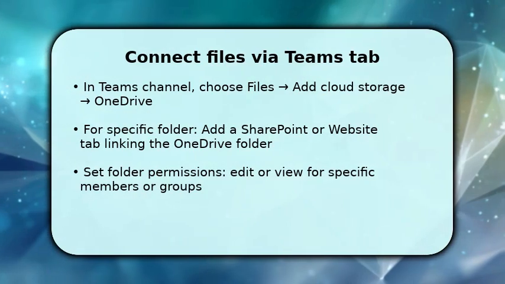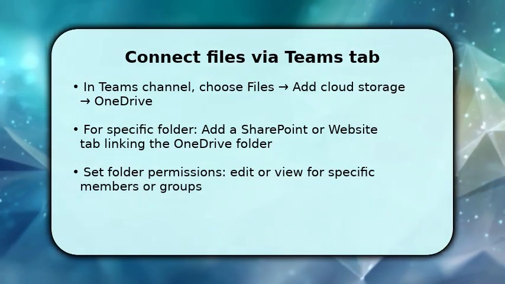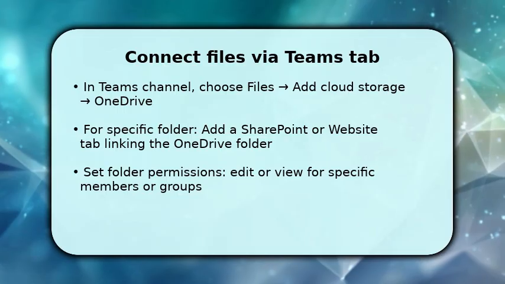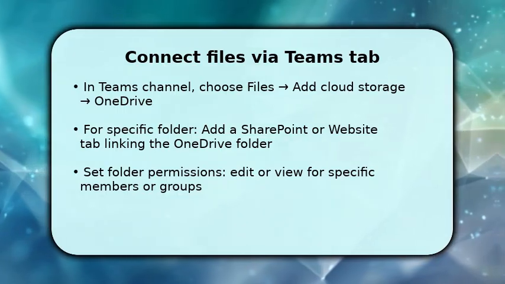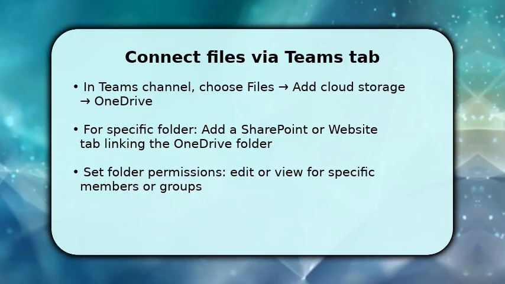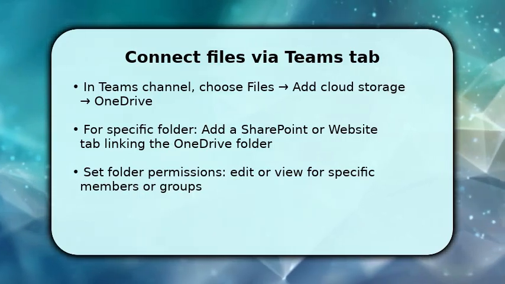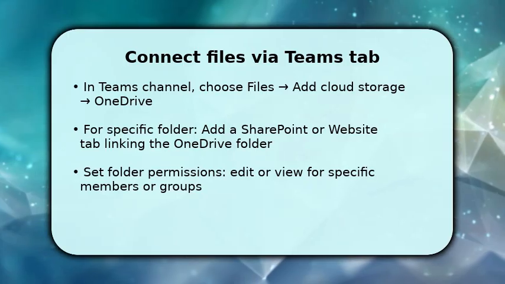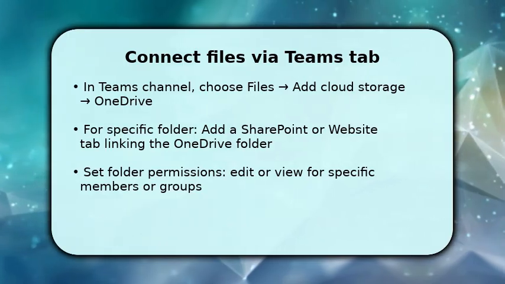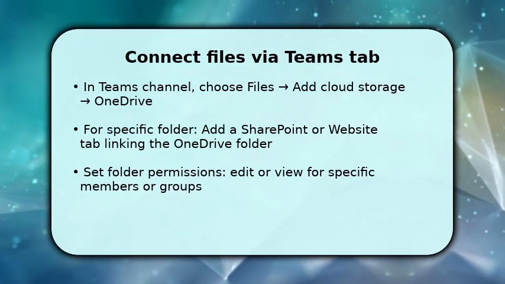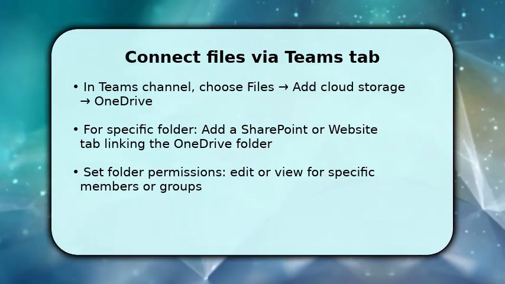Now you connect the exact OneDrive folder into Teams as a tab or cloud storage location, so everyone accesses the same synced content. In a channel, click Files, then add Cloud Storage and select OneDrive, or add a new tab and choose Document Library to point to the folder's SharePoint-backed path. This keeps file links consistent.